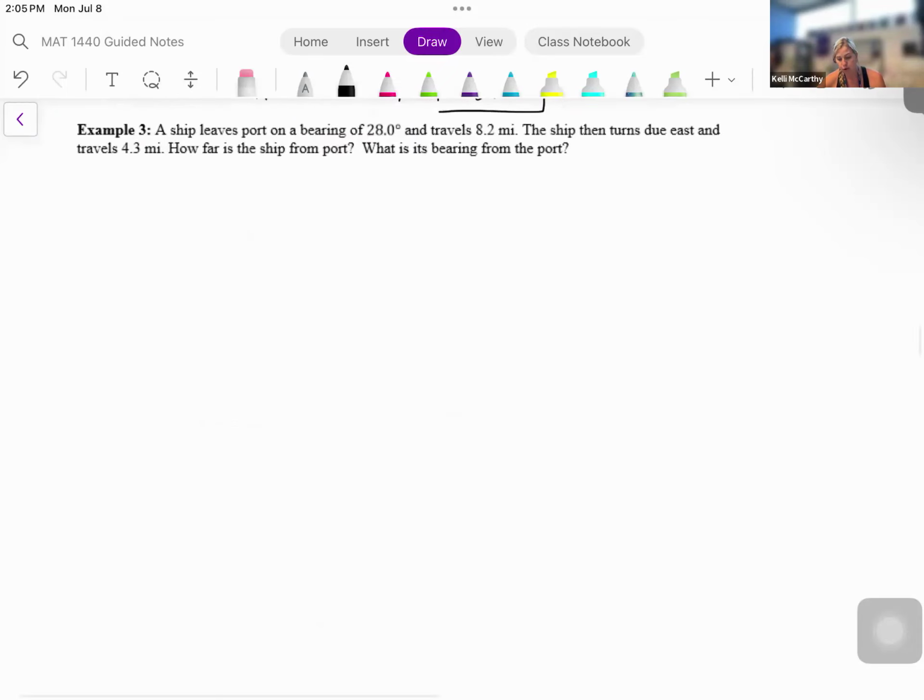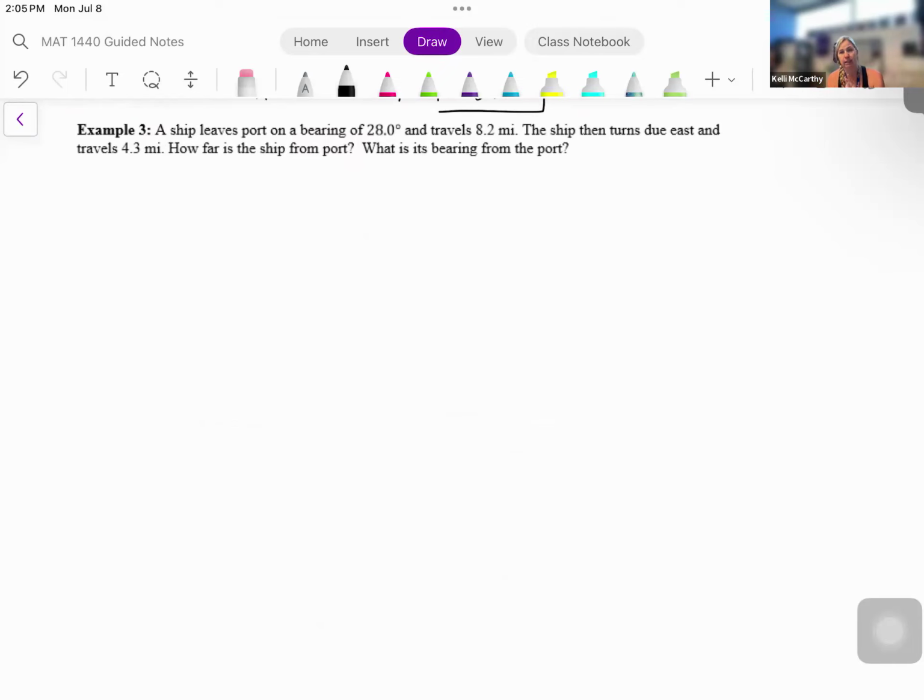A ship leaves port on a bearing of 28 degrees and travels 8.2 miles. The ship then turns due east and travels 4.3 miles. How far is the ship from port, and what is the bearing from the port?